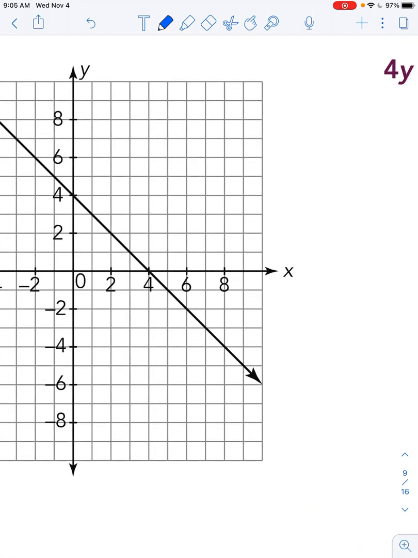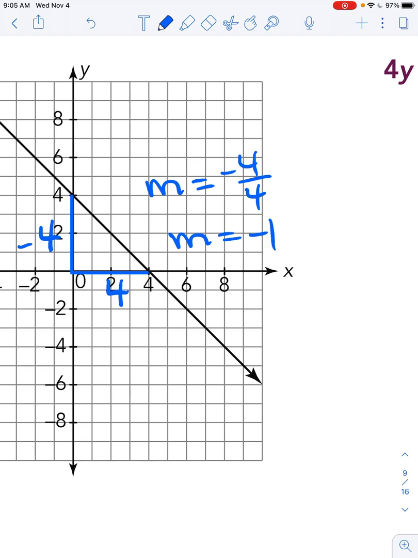So I look at this. I'm going to come down. Oopsie daisy. I like how I figured that out. Okay, so that's 4. This is 4. It's going in the negative direction. So that's negative 4 over 4. So the slope here is negative 1.